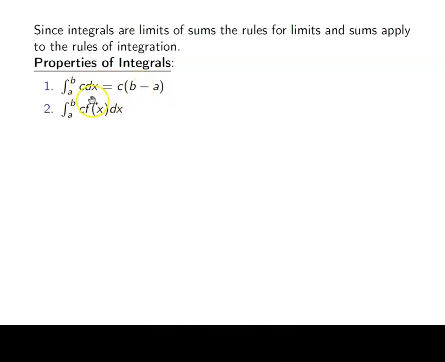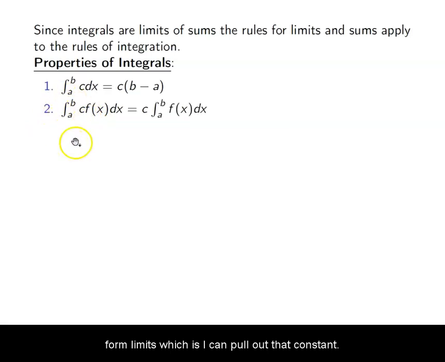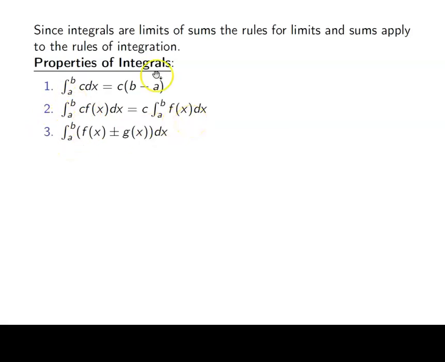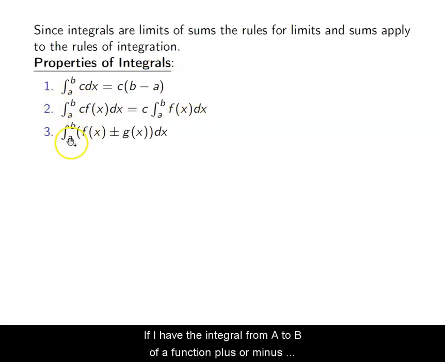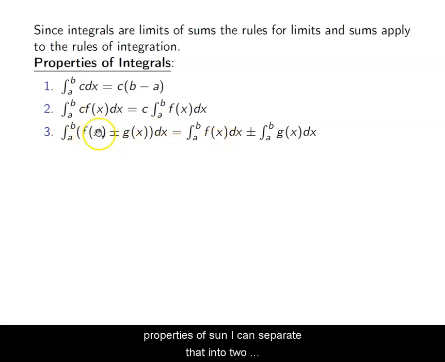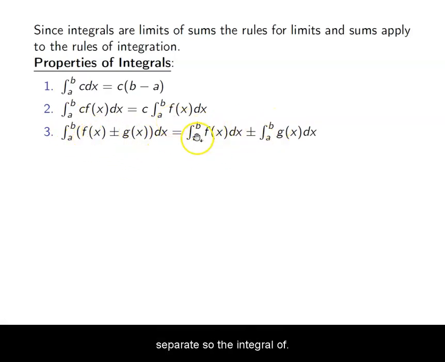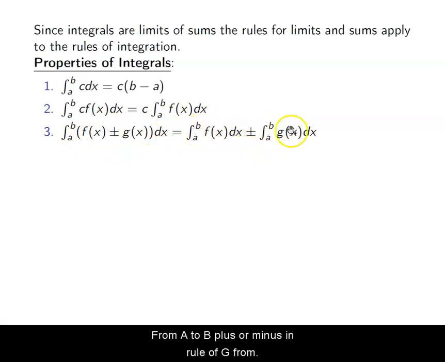Okay. Here, if I have a constant times a function, and I'm taking the integral from a to b, I can do the same thing as I did for my sums and for limits, which is I can pull out the constant c. If I have the integral from a to b of a function f plus or minus a function g, then just like properties of limits and sums, I can separate that into two separate integrals: the integral of f from a to b plus or minus the integral of g from a to b.